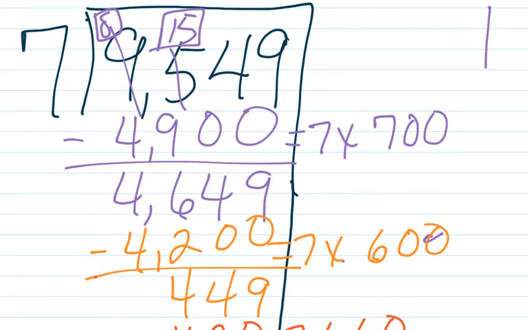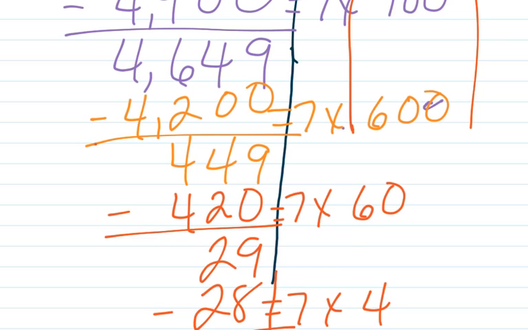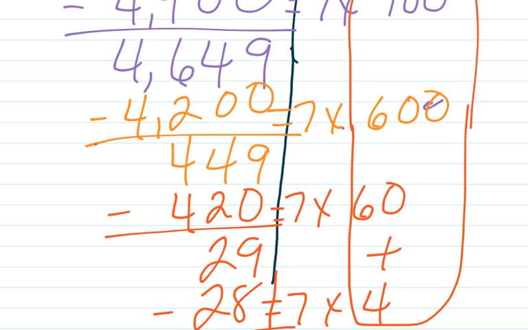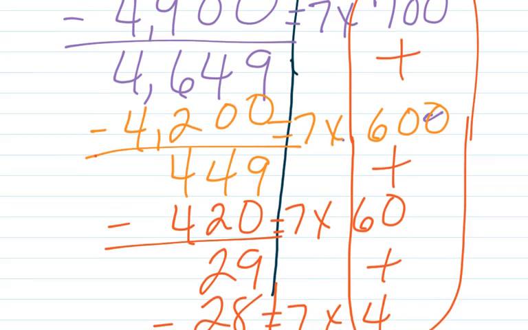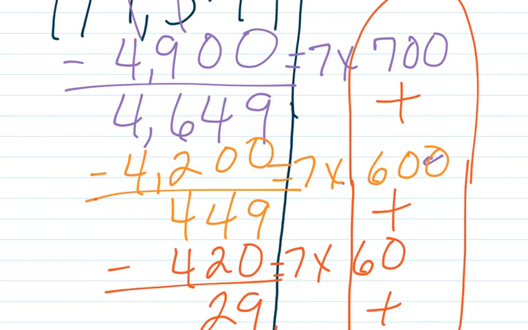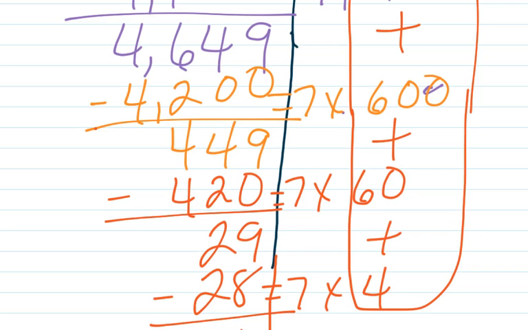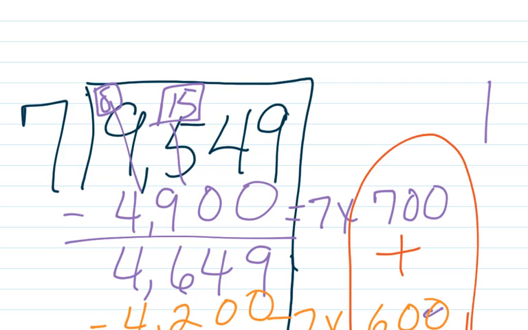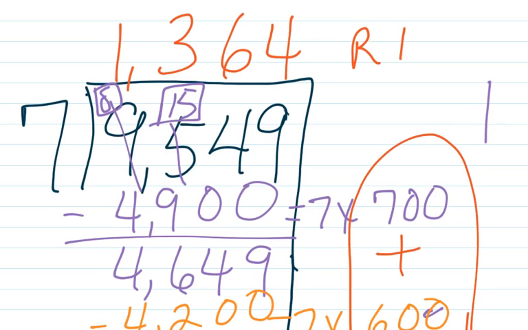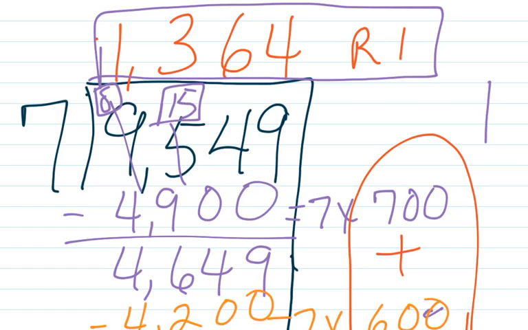And like always, I take my numbers that I use, I circle them, and I add them together. 700 plus 600 is 1,300. Plus 60 plus 4 is 1,364. So this is what I write up here: 1,364, remainder 1. I box it up, and now I have to check it.